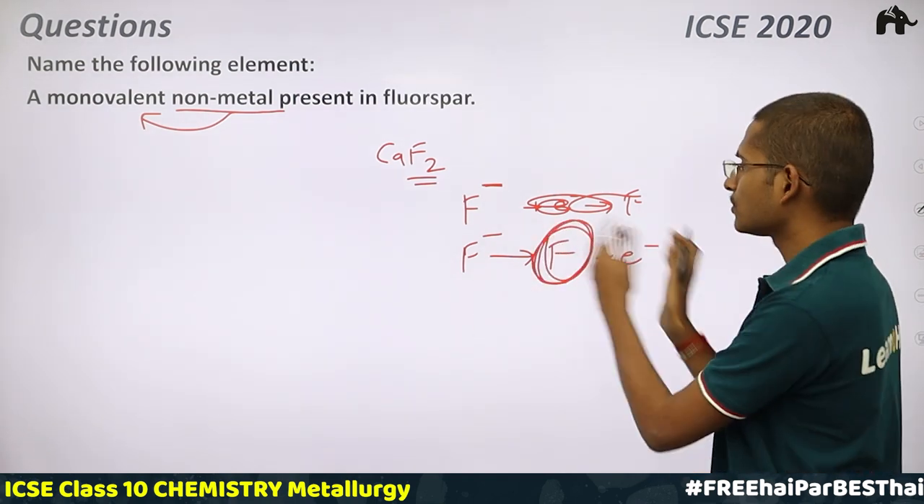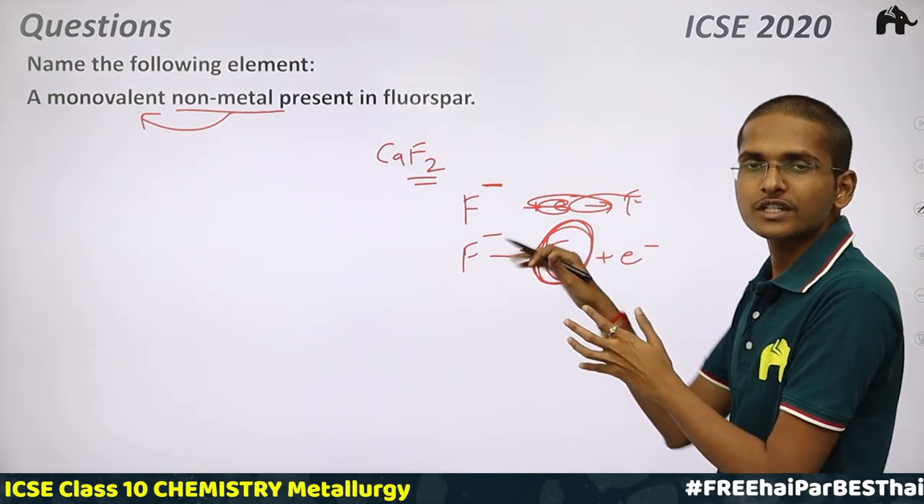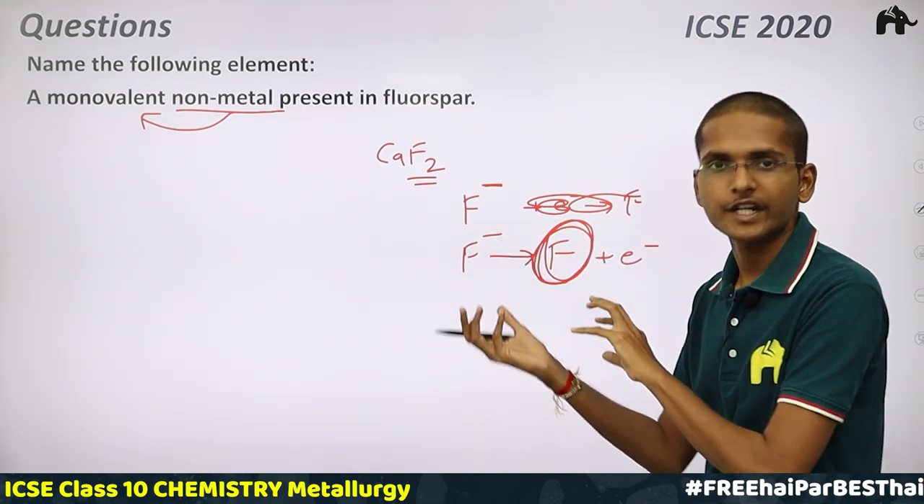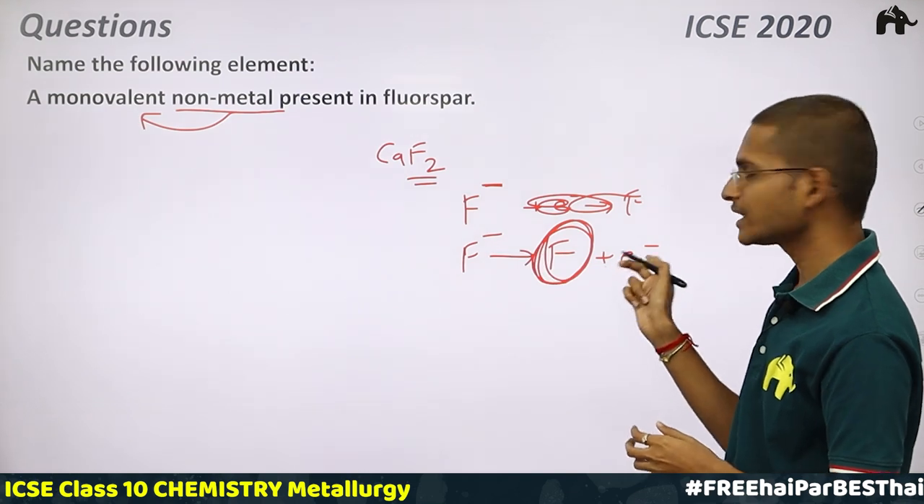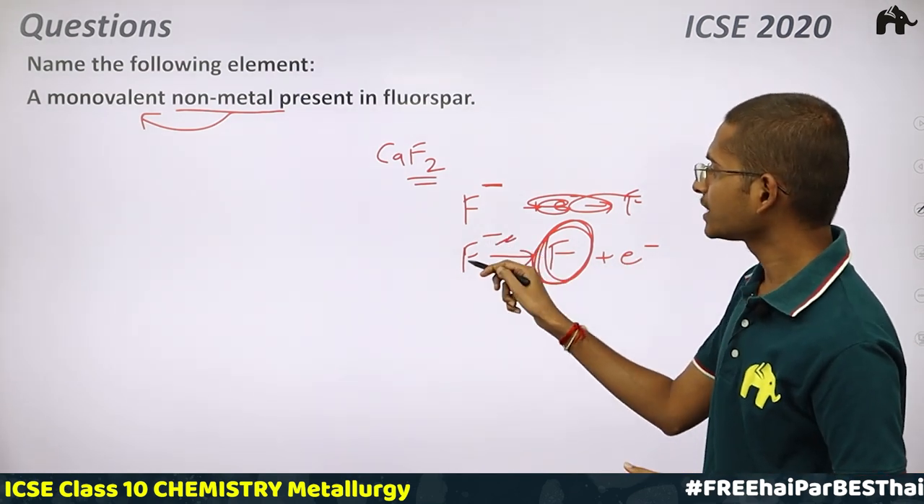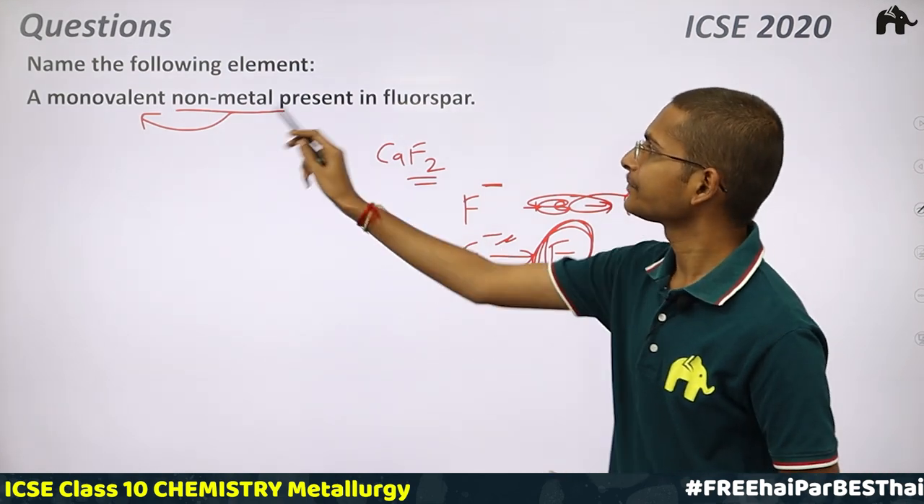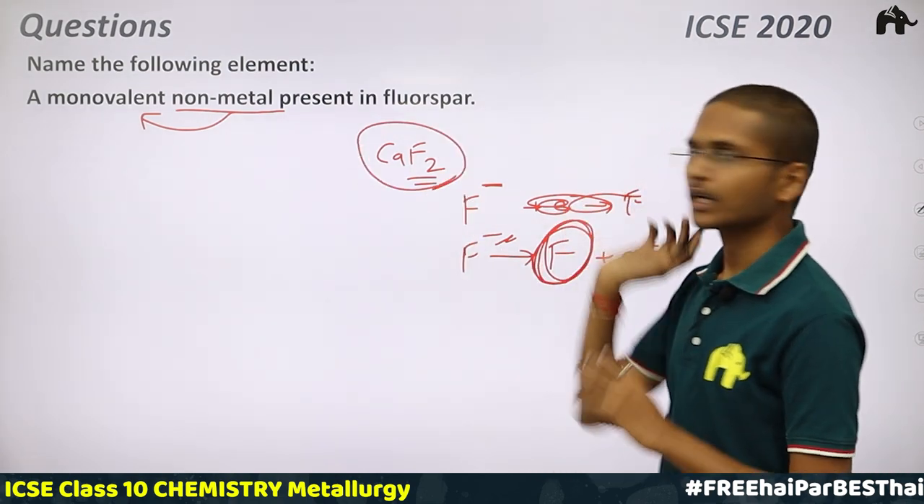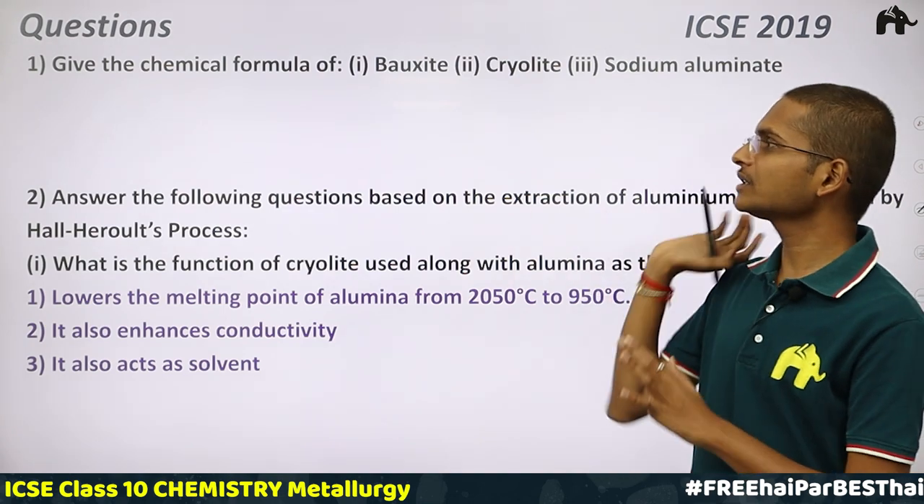Okay, so valency, we know the number of electrons which are being given up or being taken up or being shared. So since it is giving up one electron, that is why we call it monovalent. So monovalent non-metal, see, fluorine, present in fluorspar. Clear? Fine. Moving to the next question.